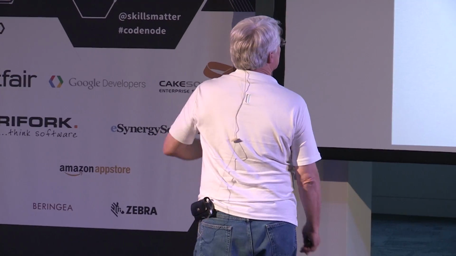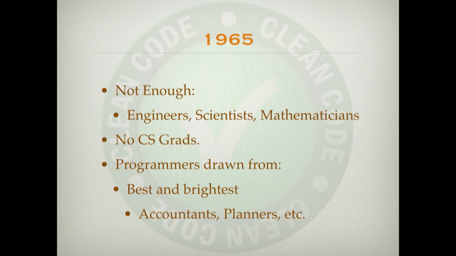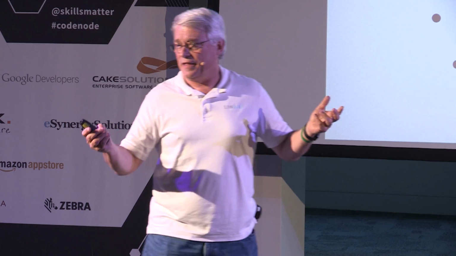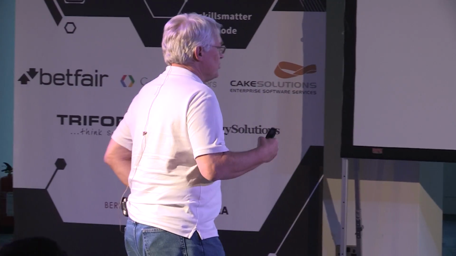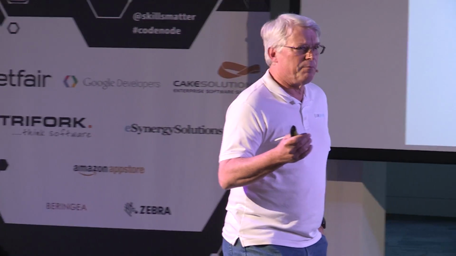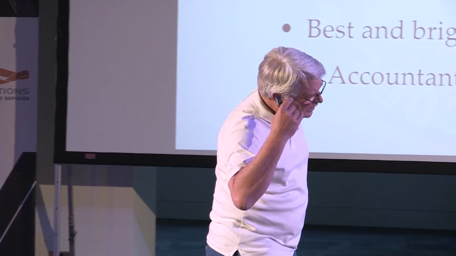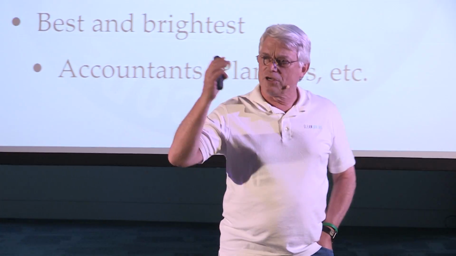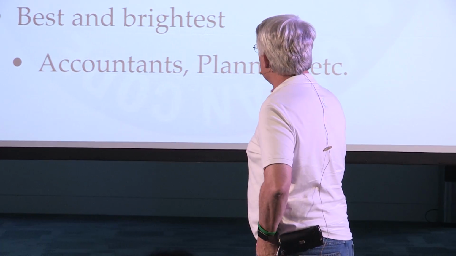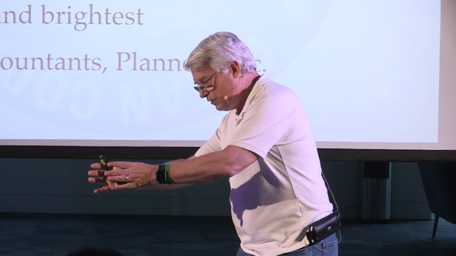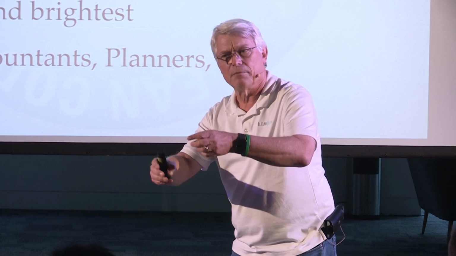There weren't enough engineers, scientists, and mathematicians. There weren't any computer science grads. So companies had to draw the programmers from the best and brightest in whatever field they could get them from. Accountants, planners, clerks, anybody with a technical bent. Anybody who might think in that funny way that programmers think. And if the company trusted them enough, they would be brought in as programmers. They would be moved from their current job to a programming job.